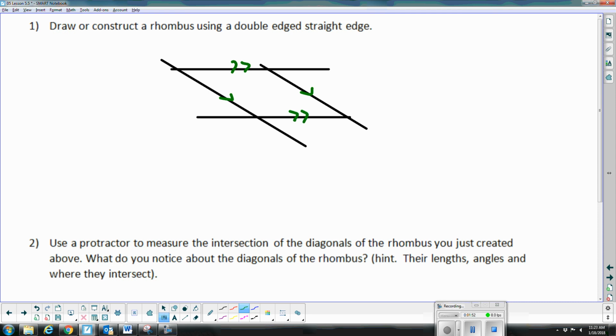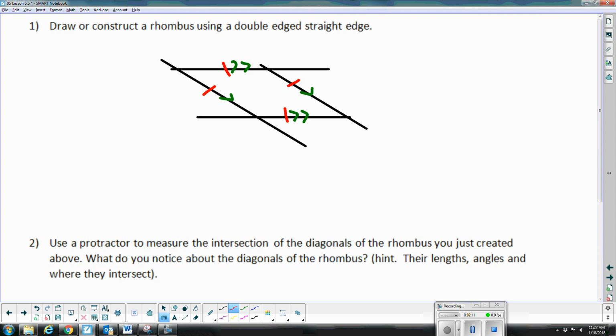Something else you know about your straightedge is that if they're parallel, then it's the same distance between the top and the bottom on both sets. So all four of those sides are congruent. So you've just constructed a rhombus using your double-sided straightedge.